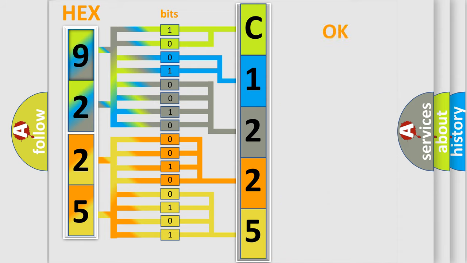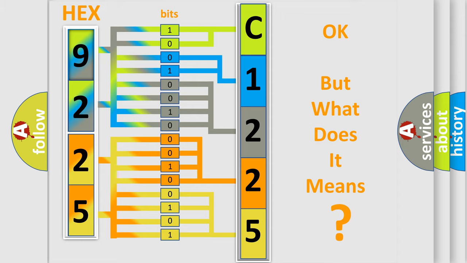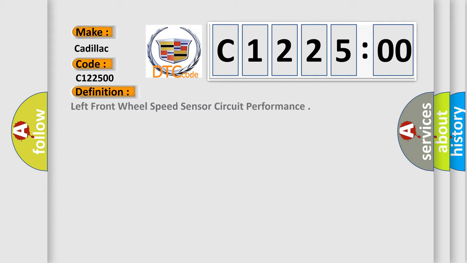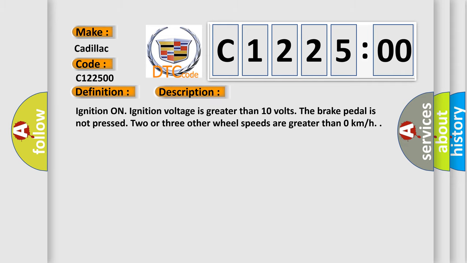We now know in what way the diagnostic tool translates the received information into a more comprehensible format. The number itself does not make sense to us if we cannot assign information to what it actually expresses. So, what does the Diagnostic Trouble Code C1225-00 interpret specifically for Cadillac? The basic definition is left front wheel speed sensor circuit performance.